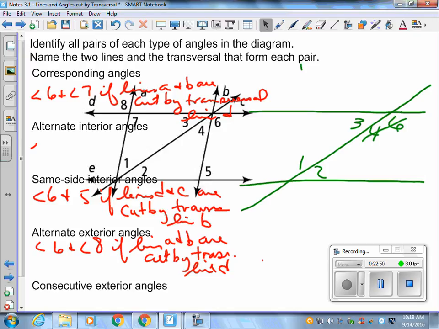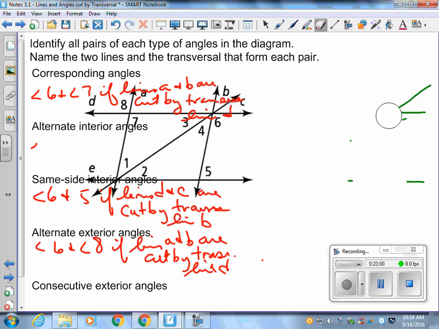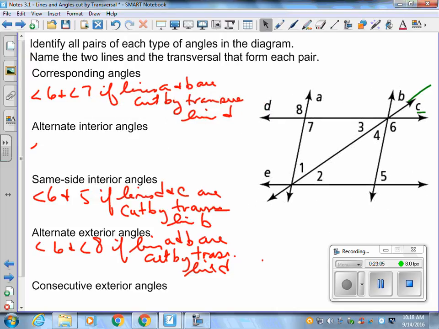And I didn't find one for consecutive exterior angles so far, so let me go back and see if I need to turn the picture a different way, because it's possible it just doesn't have one. Did anybody think it did? I didn't spot one. No, I don't believe there is one. I don't think there's one that's on the same side and on the exterior. I think we've got a lot of angles that are on the exterior, but they're not on the same side. They're alternating. All right.